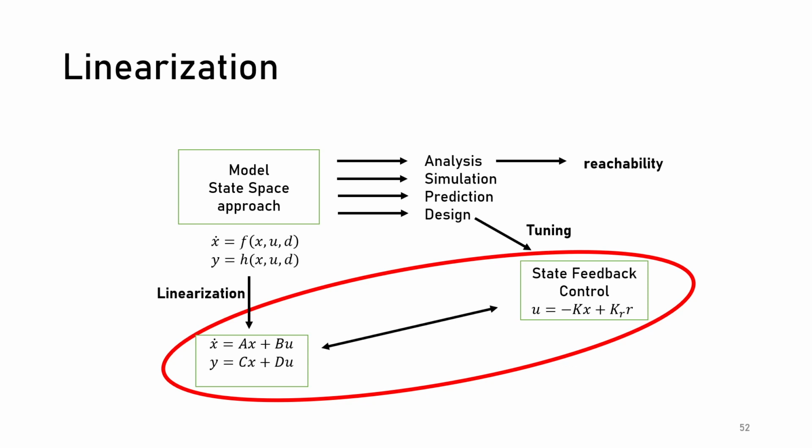So we need to do linearization to have this approximation model. So this one is just an approximation of this one, okay? The idea is that when we design controller K and Kr for the approximate system, we expect that the controller would work well with the actual system as well. Alright?